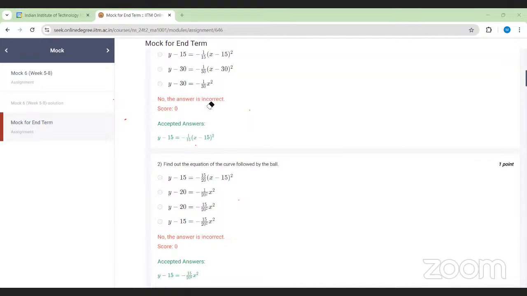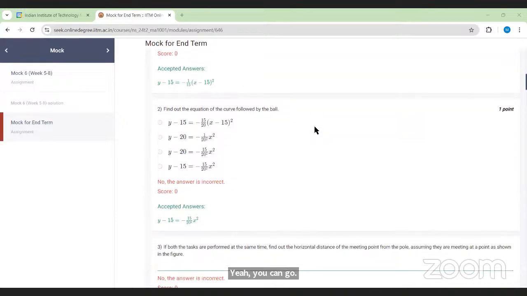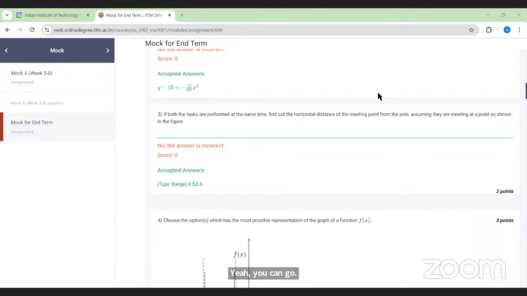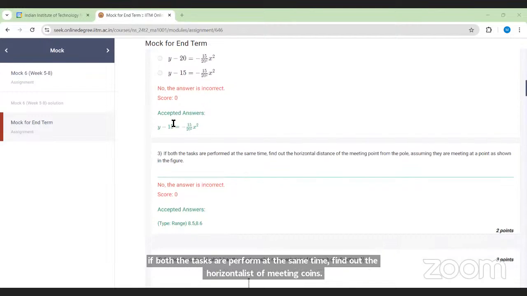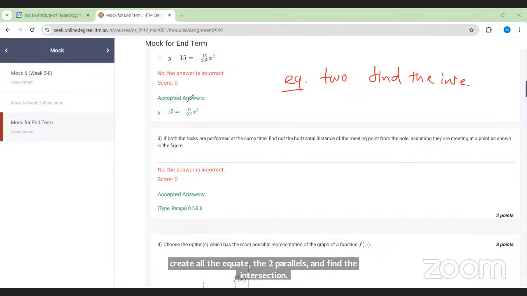So let's discuss one or two questions. Ma'am, question number 3. Yeah, you can go ahead. Now, if both the tasks are performed at the same time, find out the horizontal distance of the meeting points from the pole. So see, here you got the equations of the parabolas. You just have to find out the point of intersection. So just equate these two parabolas and find the intersection. That will be your answer. Right. Ma'am, can you solve this question? I got it wrong.